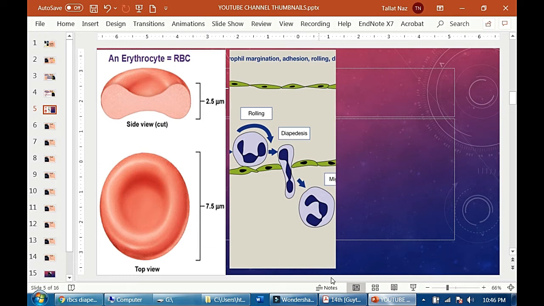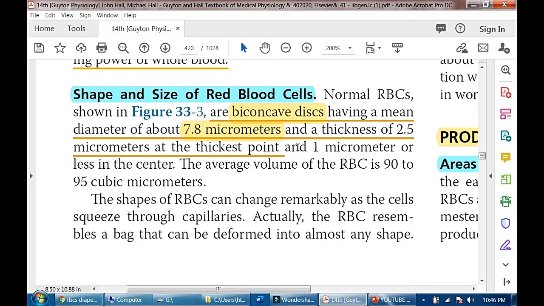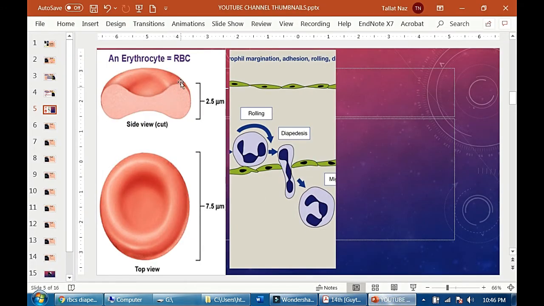For that we have a picture, and on PowerPoint I can show you. And why is this called a biconcave disc?